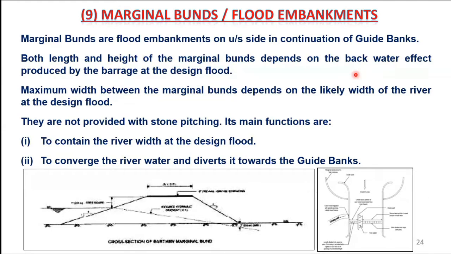Marginal bunds are flood embankments. So how can we define marginal bunds? These are earthen embankments which are provided on the upstream side of the barrage in continuation of the guide banks, and no stone pitching is provided. They are made of earthen material, and they have two functions: number one, to contain the river width at design flood, and number two, to converge the water and divert it towards the barrage. So that is the function of the marginal bunds.